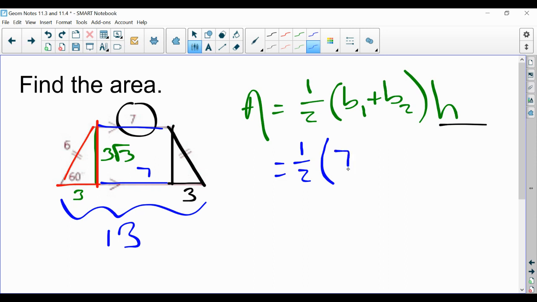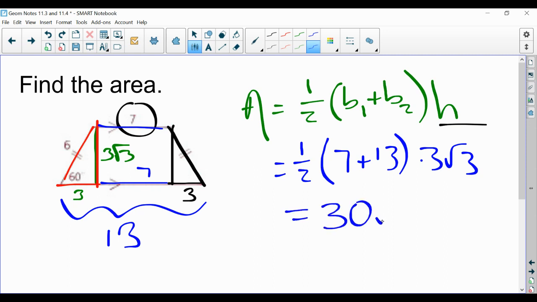So it's 1/2 of 7 plus 13 times 3 rad 3, which is half of 20, or 10 times 3 rad 3, which is 30 times the square root of 3. And that is the area of my trapezoid.